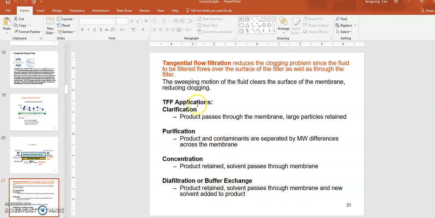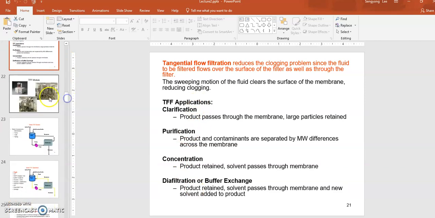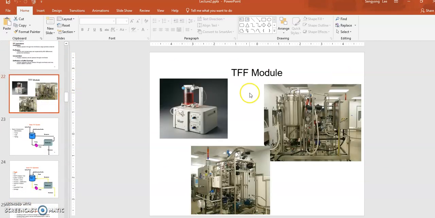So TFF can be used for these four main applications. So TFF is used a lot in the industry. That's the key concept. A TFF system can come in a small scale tabletop model or a large scale floor top model. So yes, when you purify your API at a large scale, you use a TFF system like this.